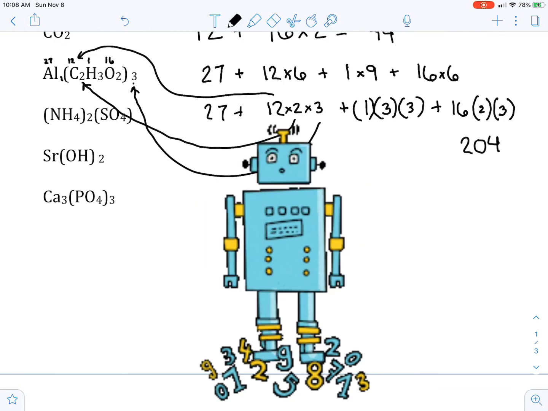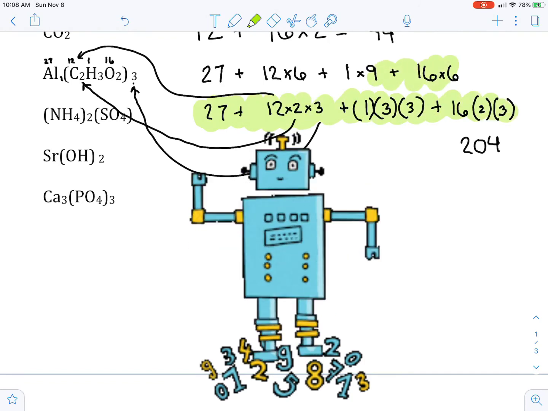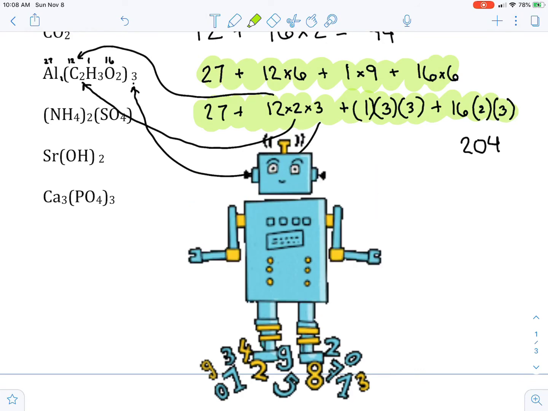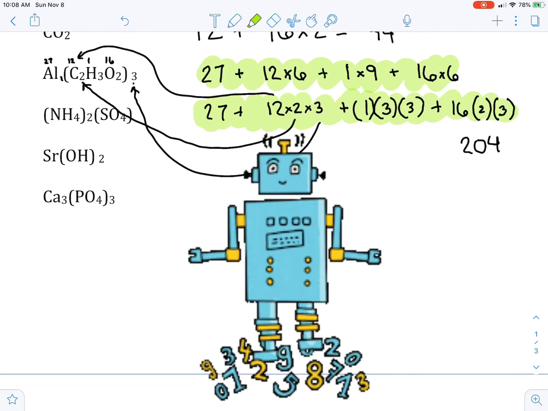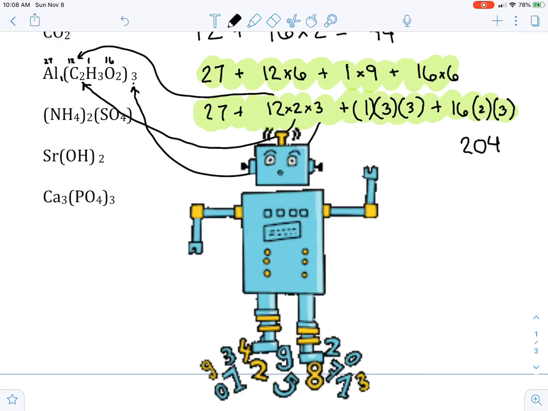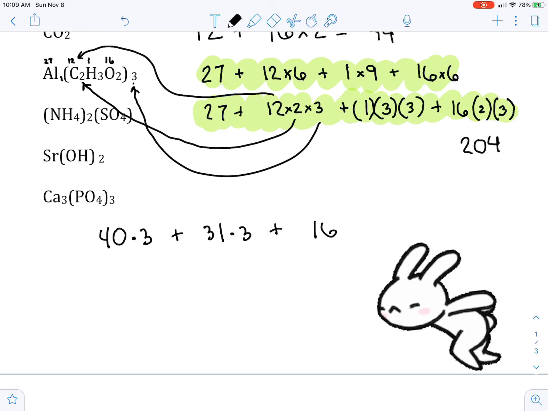So I want you to show, I want to see this stuff. I want you to write it out like this, right? On the homework sheet that you're getting, there is a key. It tells you the answers on the bottom, the next page. So that's there for your checking to make sure you're doing it right. 40 times 3 plus 31 times 3 plus 16 times 12. It pays when you know the mass is already right. And then you can punch that in.